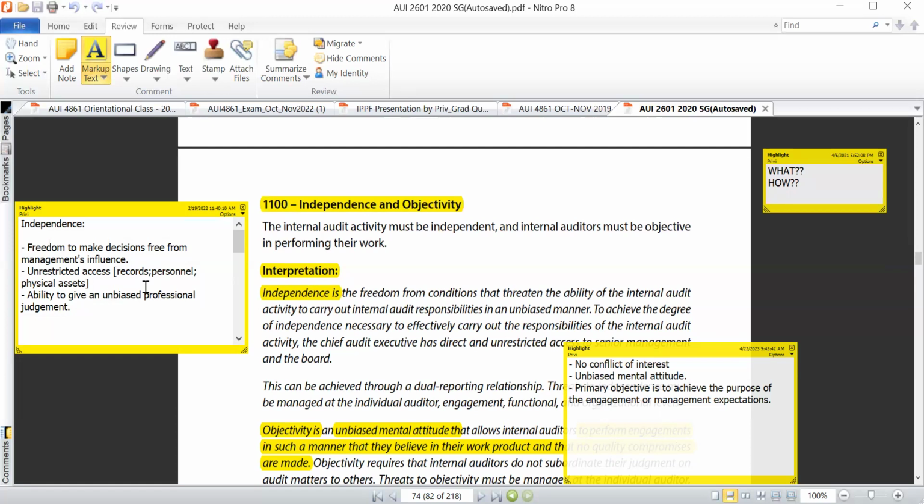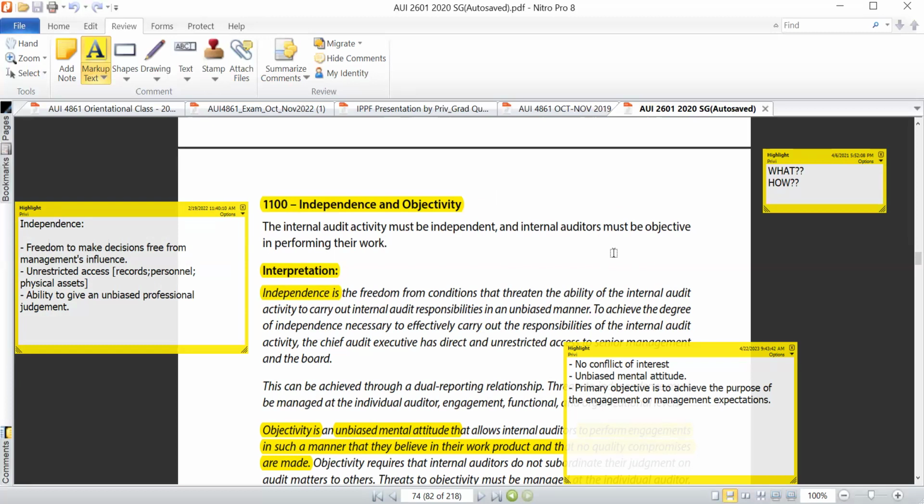Now, there's something called individual independence, and there's something that we call organizational independence. Individual independence has to do with you as an internal auditor, singular. Then organizational independence, we are looking at the internal audit activity as a division, plural. Now, what about objectivity? Same thing. There's also what we call individual objectivity and organizational objectivity as well.